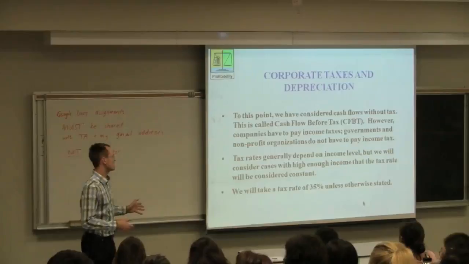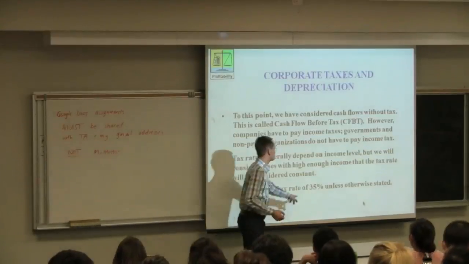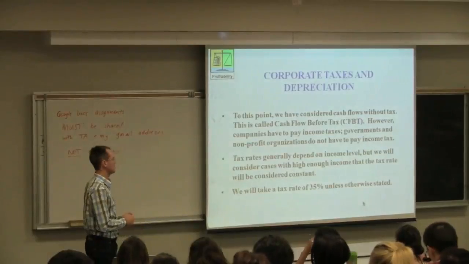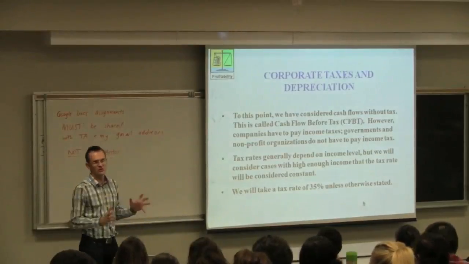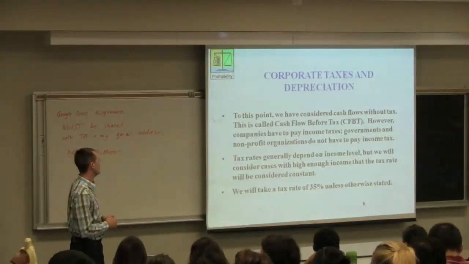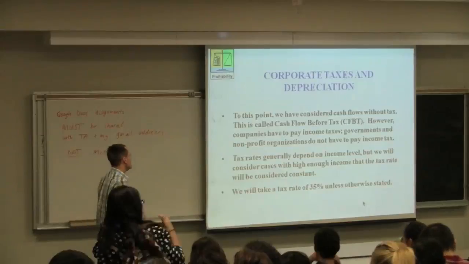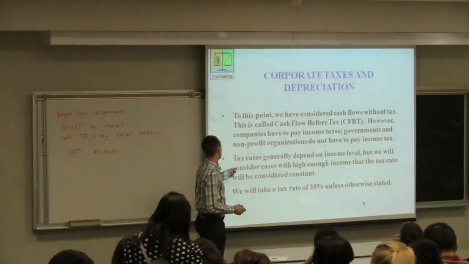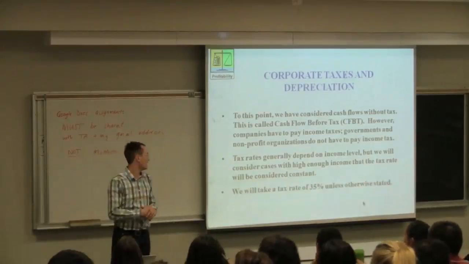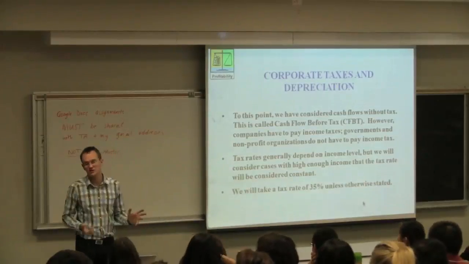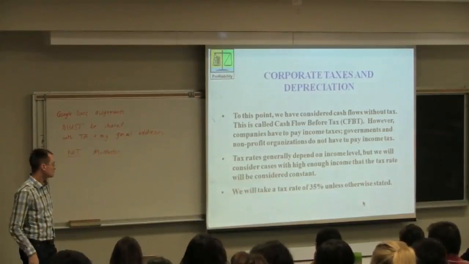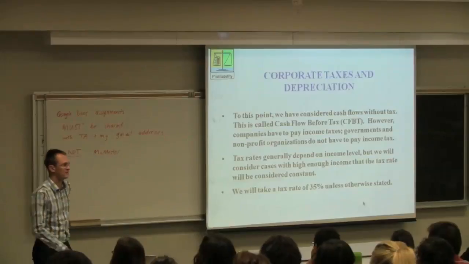If you're a small business, your tax rate is substantially lower, 15%. If you're a regular-sized corporation, there's a threshold beyond which you have to pay regular taxes, and we will assume for the most part that that averages out to 35%, although it will differ for every company. You can see a case with high enough income that the tax rate would be considered constant. There's obviously a sliding scale up to that point. But by and large, if you're working for a regular-sized corporation as an engineer, that's a good number to assume: 35%.